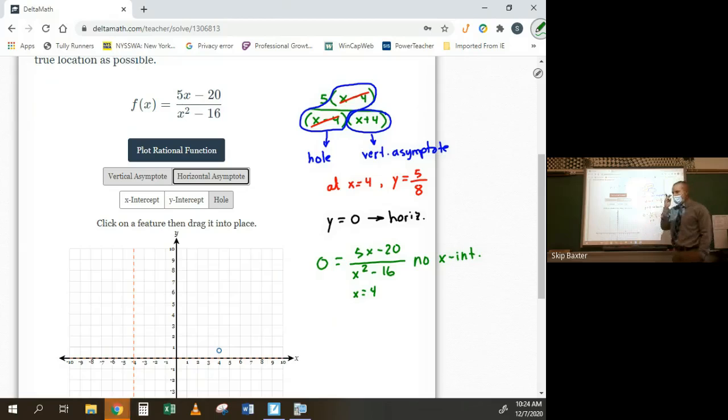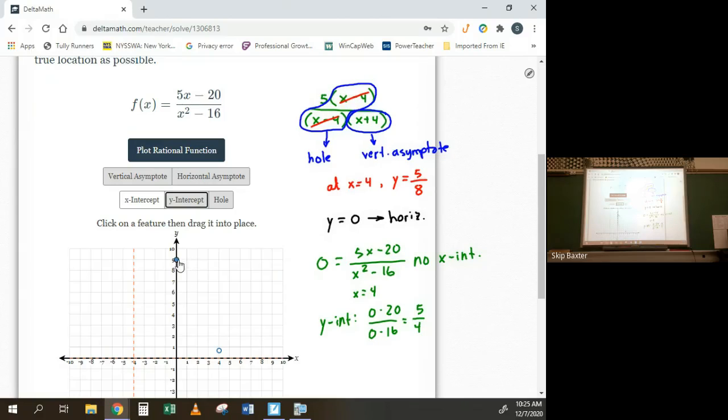To find the y-intercept, you set x equal to 0. If you set x equal to 0, you get 0 minus 20 over 0 minus 16. So you get 20 over 16, which is 5/4. So then you just click on y-intercept, and then you just drag this point down to 5/4, which is 1 1/4, kind of about there.